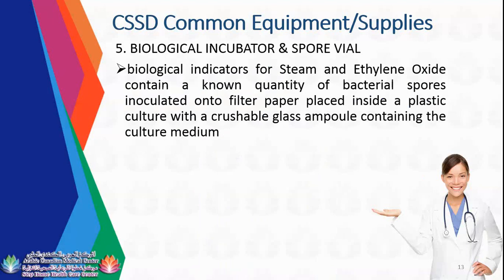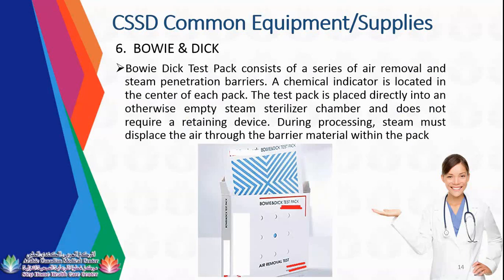The next supply you see is the Bowie and Dick test pack. The Bowie and Dick test pack consists of a series of air removal and steam penetration barriers. A chemical indicator is located in the center of each pack. As you can see, this blue part of the image will turn to black once it is exposed to steam. It is in the center of that test pack.